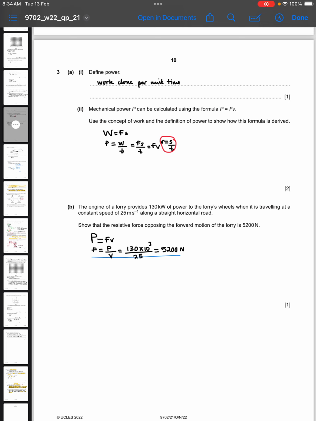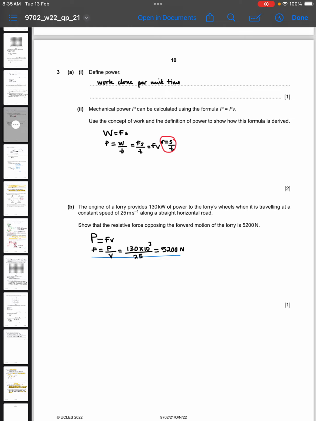So when work is done, energy is used. That's why it is fine to say work done per unit time, energy used per unit time, energy gained per unit time. Mechanical power, P, can be calculated using the formula P equals FV. Use the concept of work and the definition of power to show how this formula is derived.